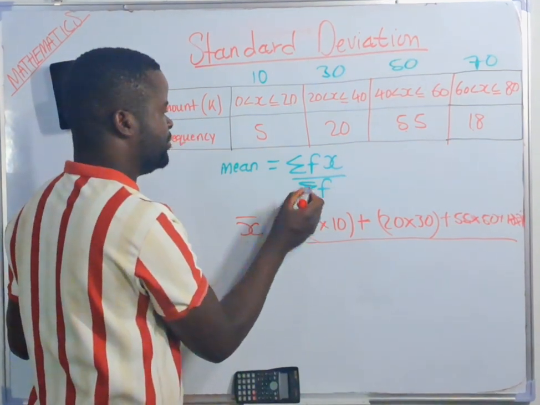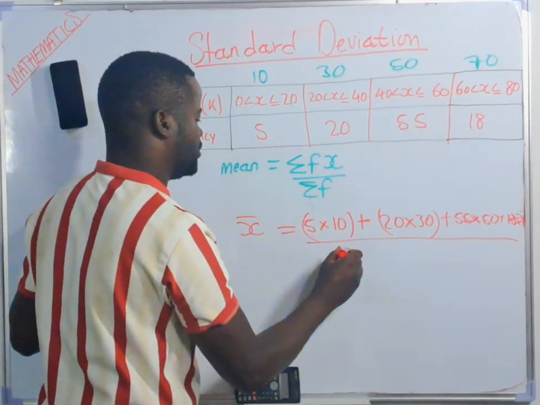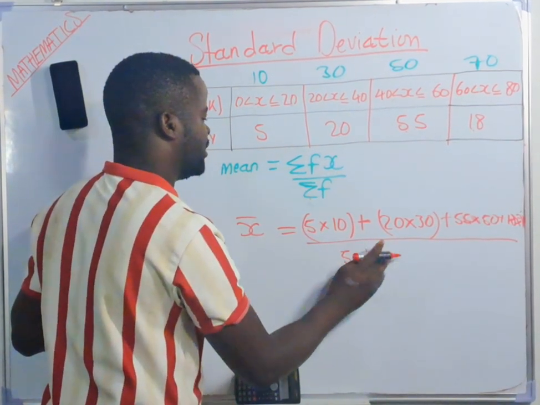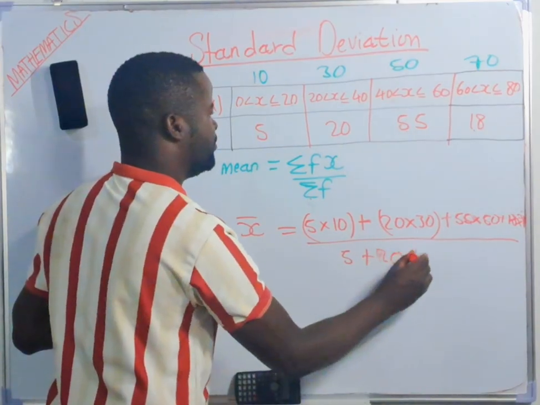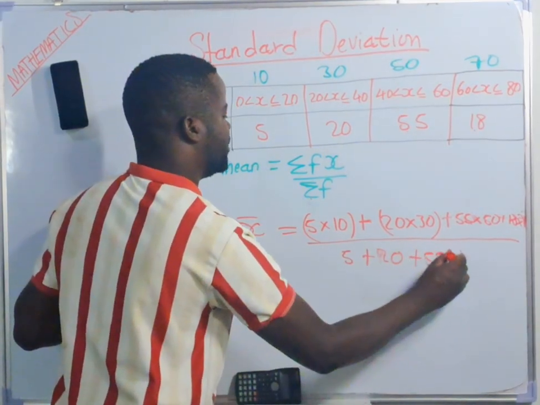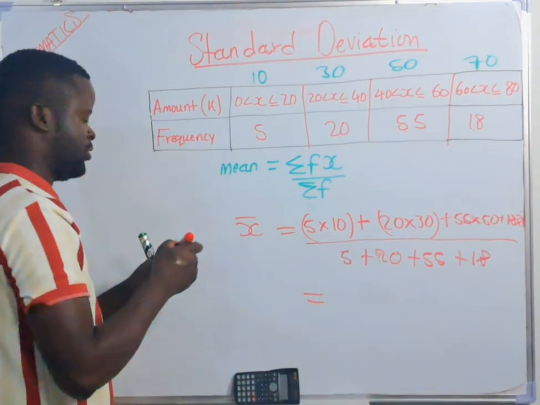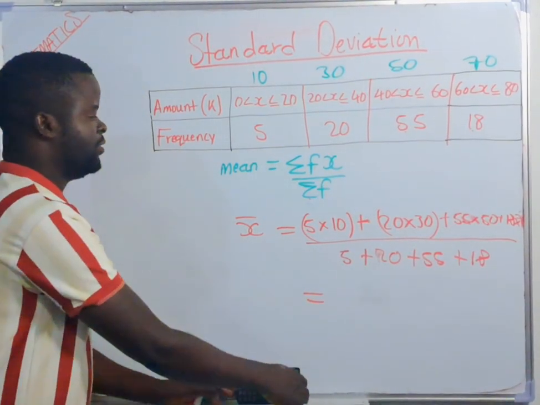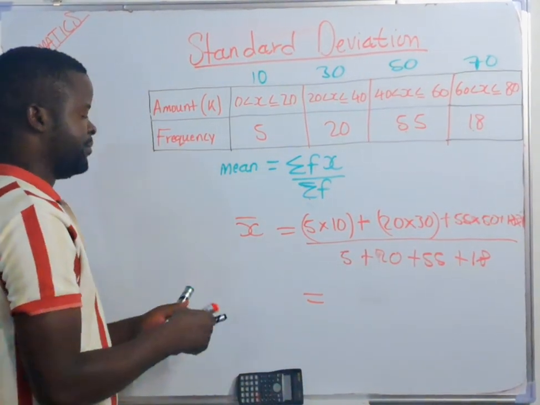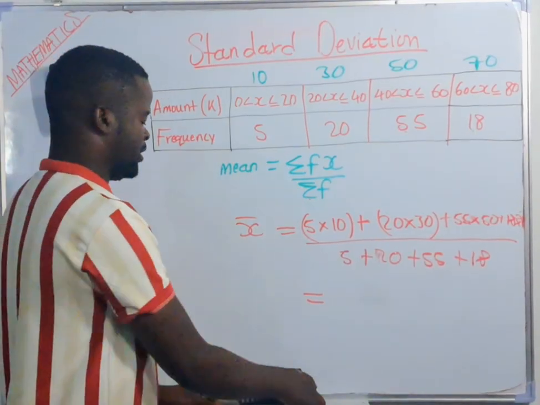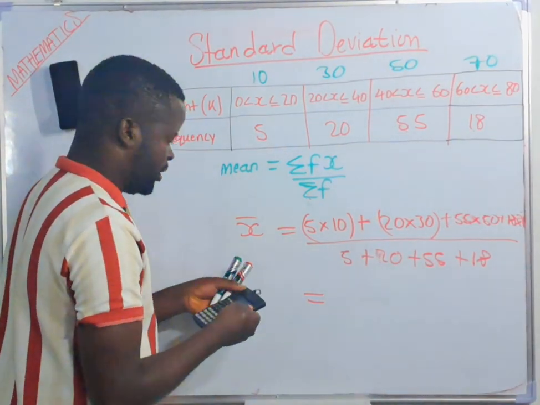So this is over the summation of frequency. This is going to be 5 plus 20 plus 55, then plus 18. This is how we are going to do it. So from here, you can put all these numbers on the calculator so that we do it in the quickest way. Okay, so let's go.